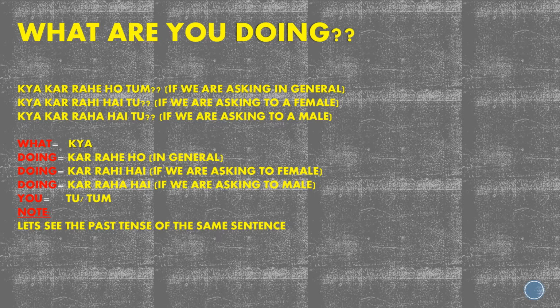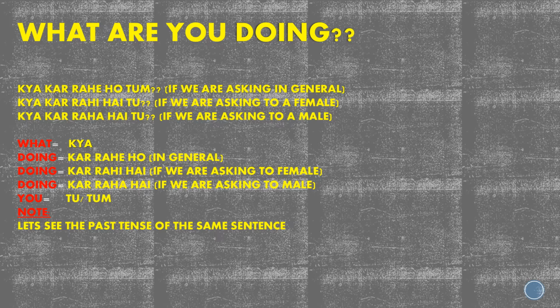If we are specifically asking a female, what are you doing? To a female, क्या कर रही है तू? If we are asking a male, क्या कर रहा है तू? So the first one, क्या कर रहे हो तुम, avoids the confusion. In general, if you are asking a male or female, regardless, you can say क्या कर रहे हो तुम. So the Hindi for what are you doing in present tense is क्या कर रहे हो तुम.